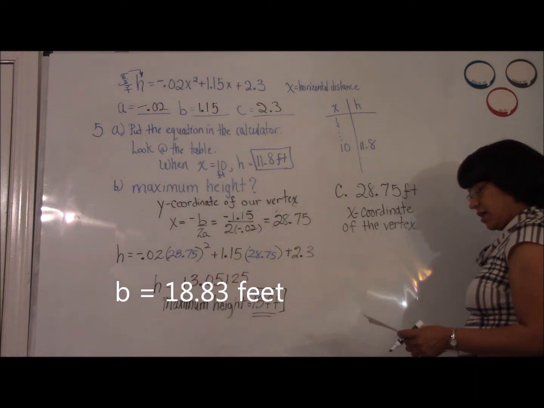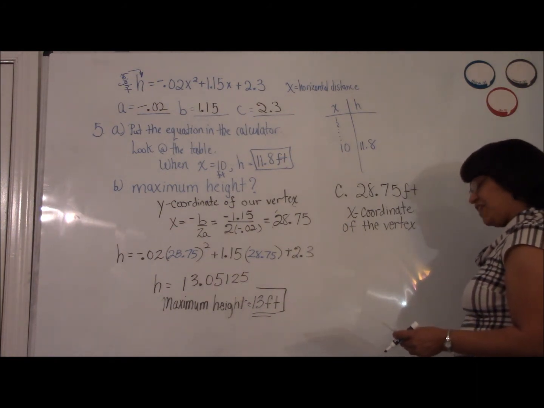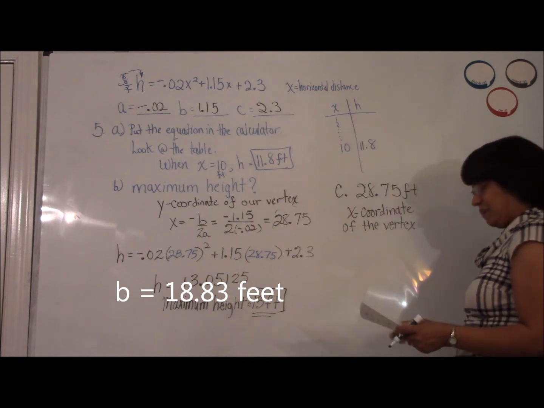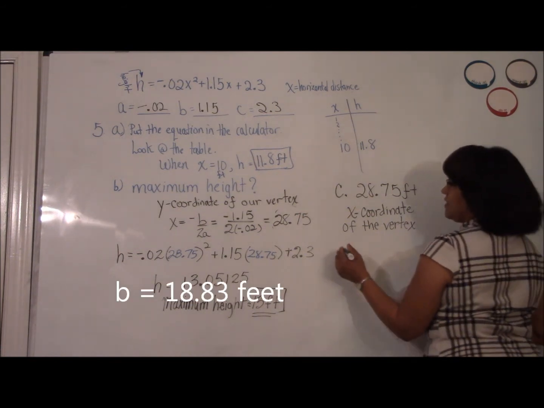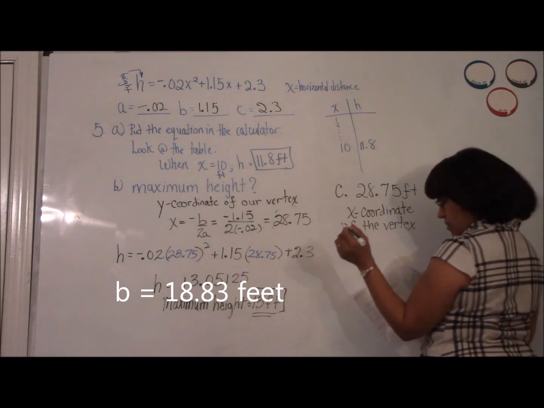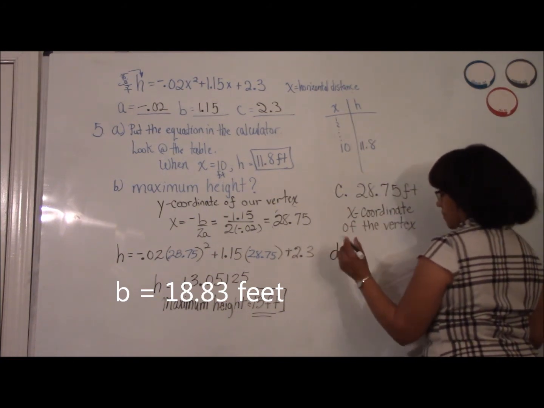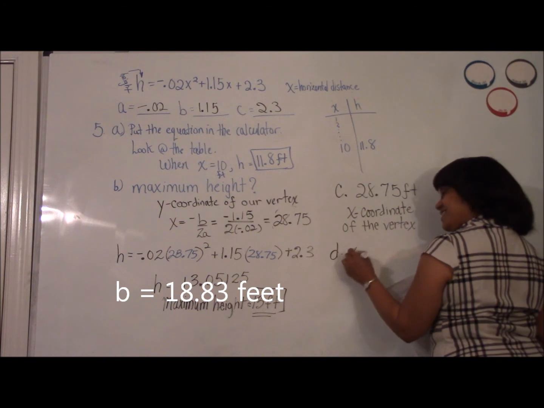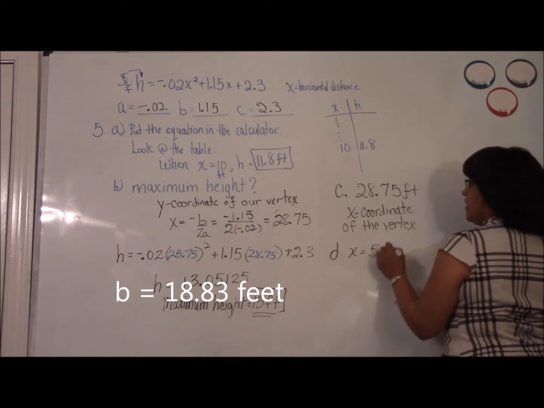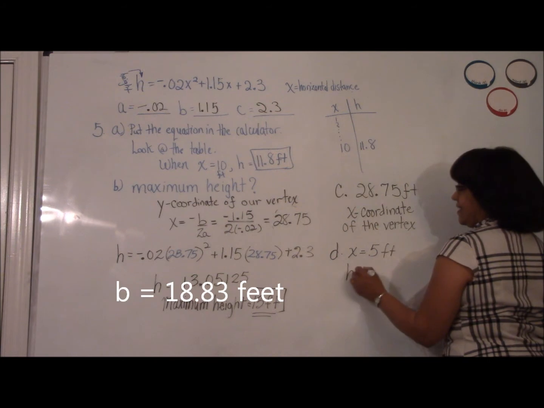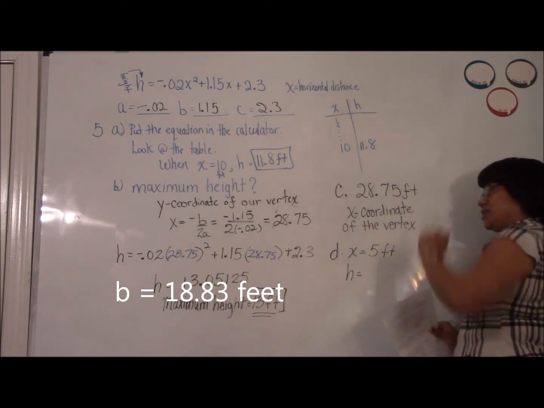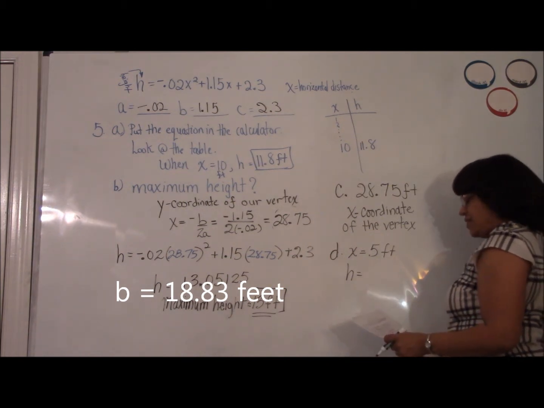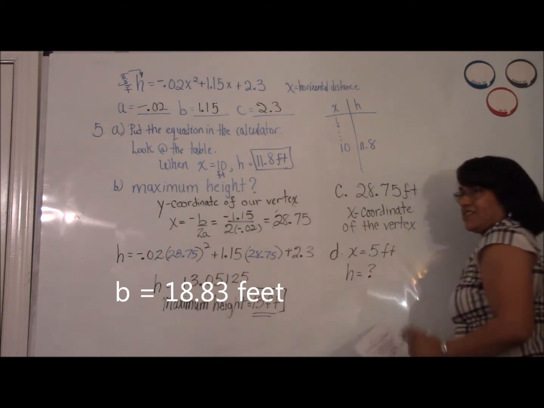And letter D, the nearest defensive player is 5 feet horizontally from the kicker's foot. How high must his hand be to block the punt? So what they're asking you, let's see, we are on letter D. They're saying that the horizontal distance is 5 feet. They want to know the height at that point, that the hand of the defensive player has to be to block the punt. And so that's our unknown. How can we find that answer?